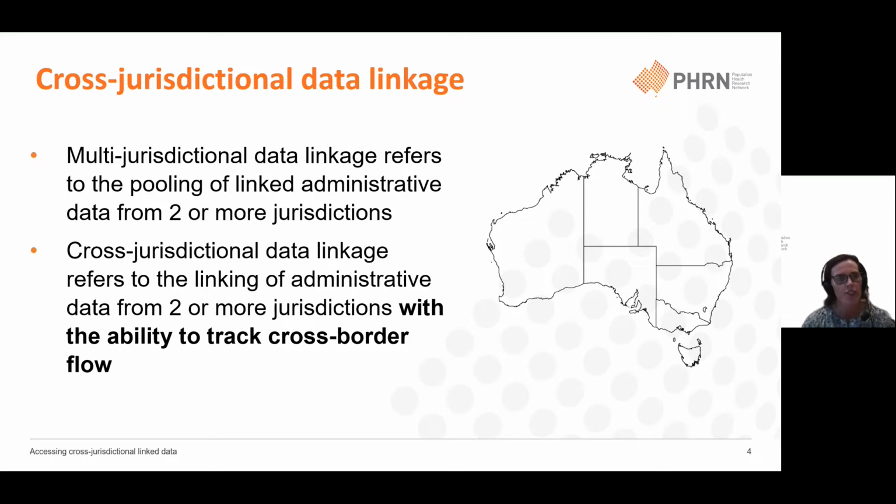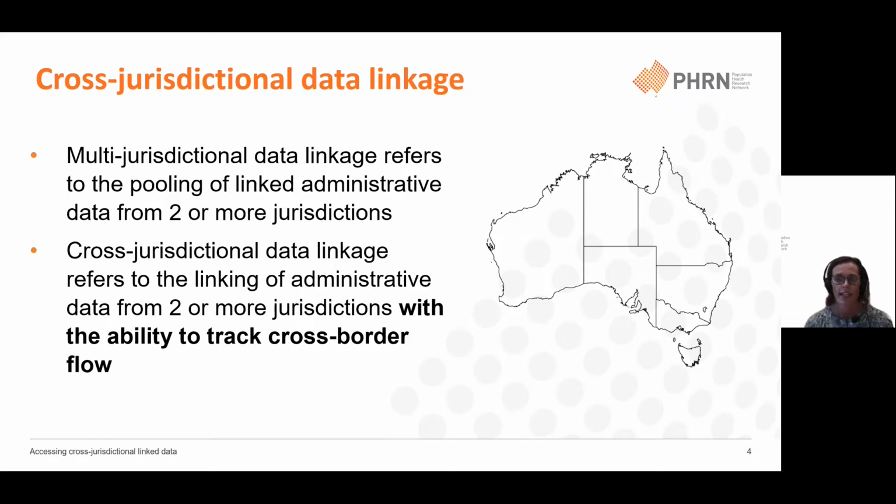Well, multi-jurisdictional data linkage refers to the pooling of linked administrative data from more than one state or territory, for example, Western Australia, New South Wales and Queensland. And the data may be linked within, but not between each jurisdiction. In multi-jurisdictional research, the researcher is not able to take into account people who may have records in multiple jurisdictions. I'll give an example.